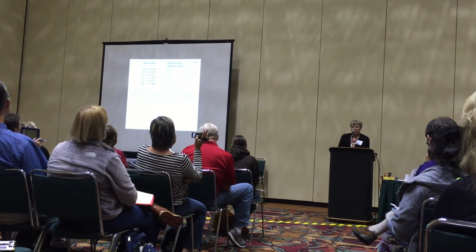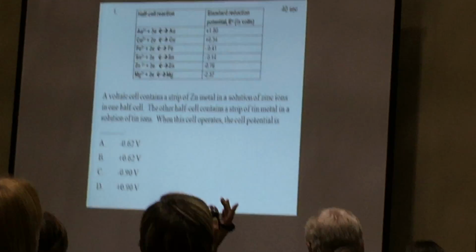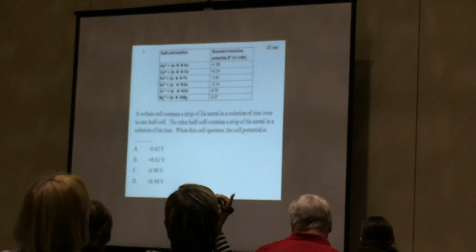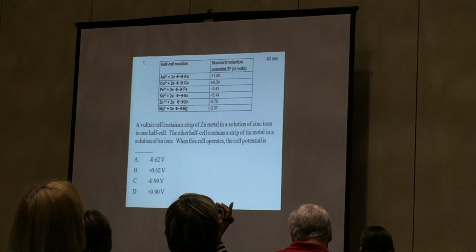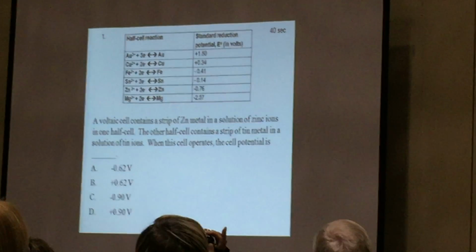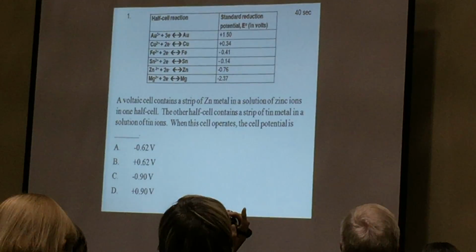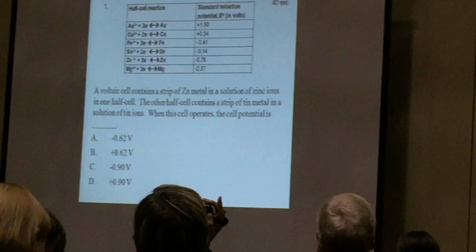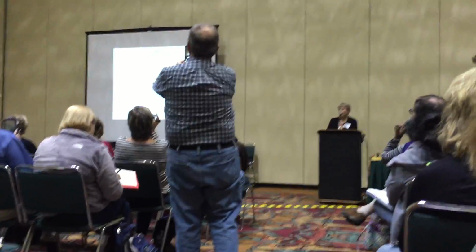This is a typical question. They will be given those tables. In fact, I think all of my questions are taken from this particular table. The negative and positive signs are important on the cell voltages. Those are all written as reduction potentials. If you want it as an oxidation potential, you have to change the sign and reverse the reaction.